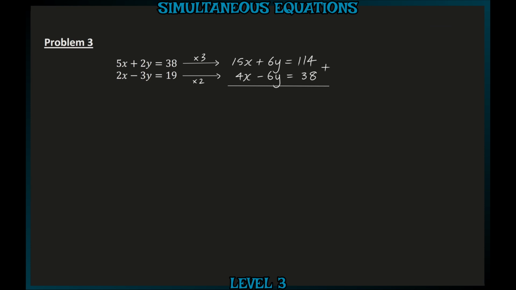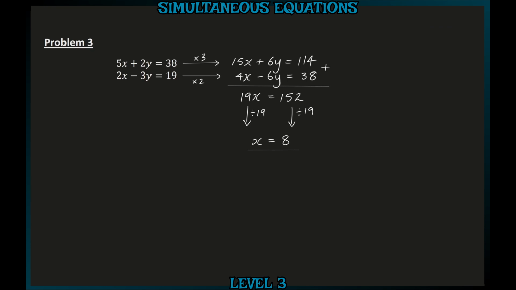So starting with the x's, 15x plus 4x is 19x. We know that 6y added to minus 6y is 0, and 114 plus 38 gives us 152. We can now find x by solving this equation, and we can remove the times 19 from in front of the x by dividing by 19 on the left and doing the same on the right. On the left, the times 19 and the divide by 19 cancel out to give us x, and on the right, 152 divided by 19 is 8. So x equals 8 is the first part of our solution.